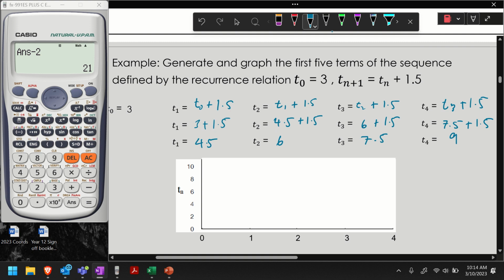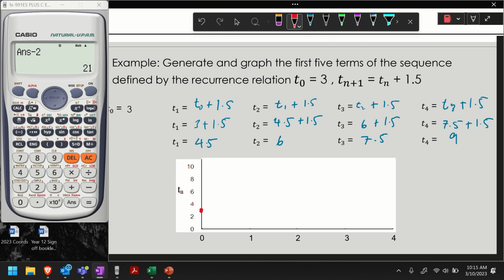Now you guys already actually know how to graph it. It's not too hard. But one thing you've got to be mindful of is where T0 is. See, where T0 is right on the y-axis. So T0 is going to be 3. That means your first dot has to be on that line, where 3 is going to be for T0.